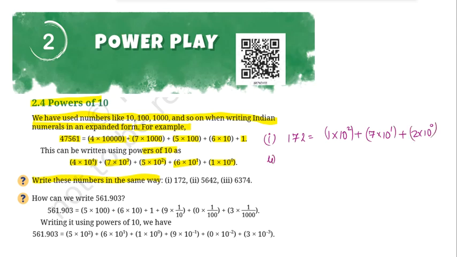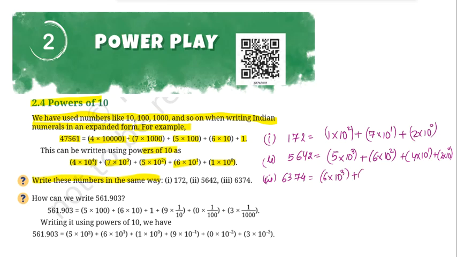For the next part, 5642. So 5 is at the thousands place, so 5 into 10 to the power of 3, then plus 6 into 10 to the power of 2, then 4 into 10 to the power of 1 and plus 2 into 10 to the power of 0. And the third part is 6374. Similarly we can write this as 6 into 10 to the power of 3 plus 3 into 10 to the power of 2 plus 7 into 10 to the power of 1 and plus 4 into 10 to the power of 0.